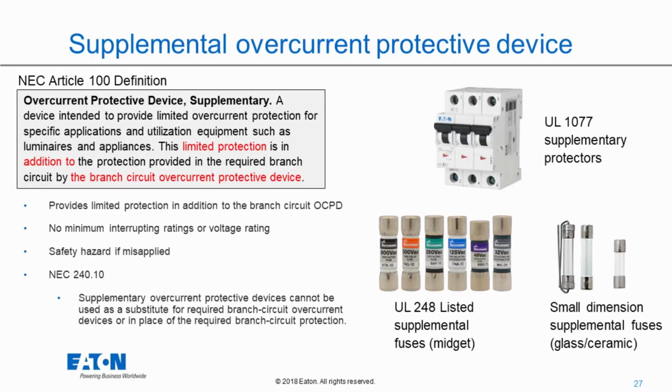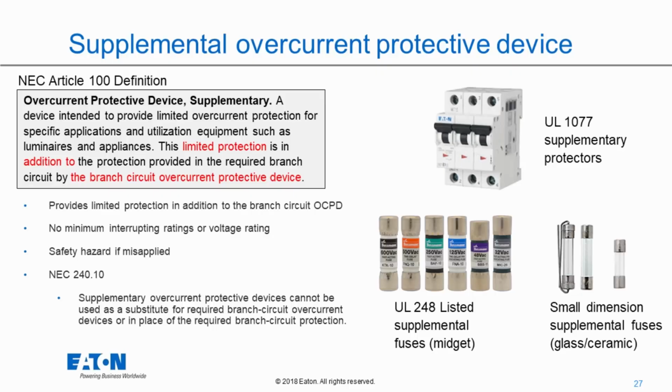So in particular, if I look at the small dimension supplemental fuses on the right, I may put those in a luminaire, I might put those in fluorescent lighting. That device is going to open up if that light sees a fault. It's going to protect just that device. In this case, you'll get a little bit of advantage because now it won't take out the whole branch and maybe just opens up that device. And now you know what?